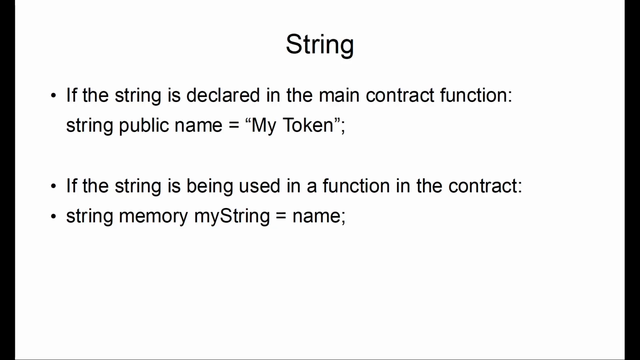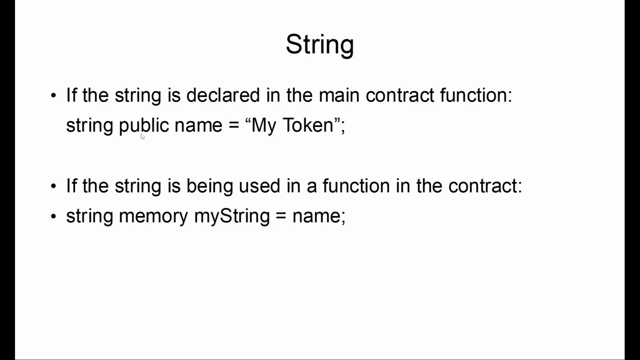Before we go any further, we needed to take a deeper look into strings. If the string is declared in the main part of the contract and you're storing it on the blockchain, you will declare it as a string and then the name of the string and then what it equals. And then you can make it public or private.